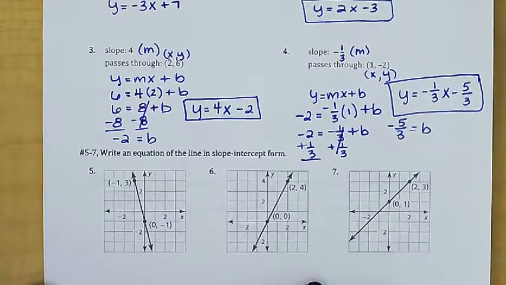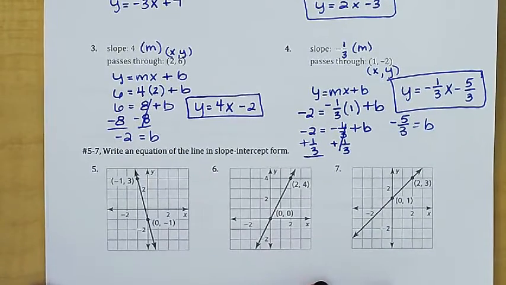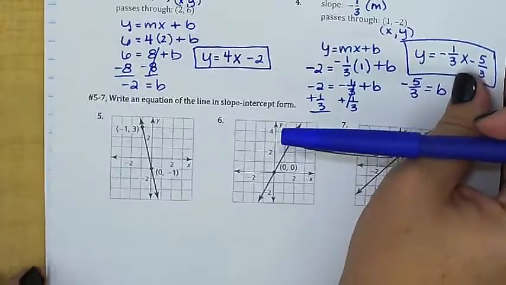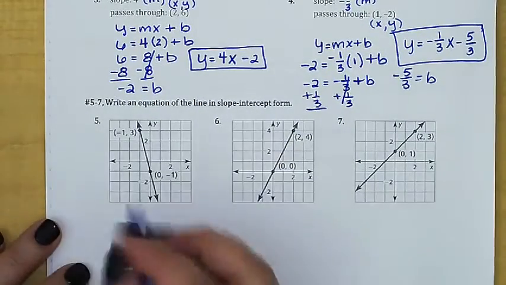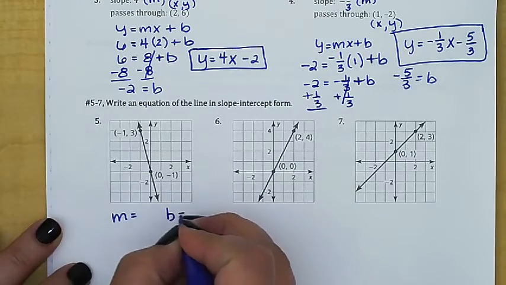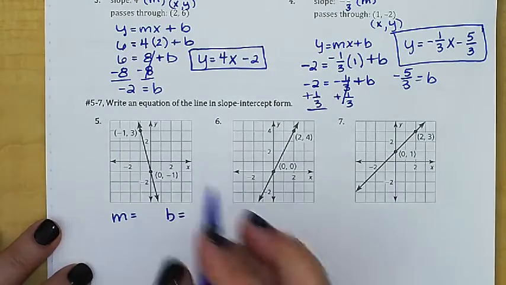Let's talk about from a graph. So from a graph, if you know what you're looking for, it's almost as easy as the first two. Okay, so again, our goal, anytime we're trying to write slope-intercept form, we will need the slope and the y-intercept. So our goal will always be find m, find b. Okay, that's always going to be our goal.